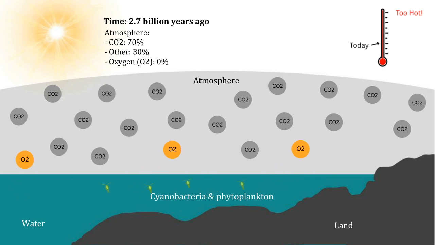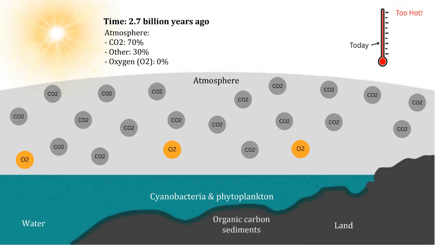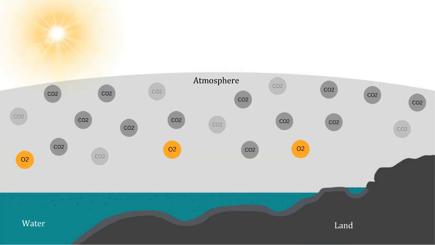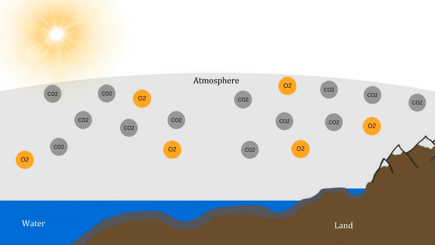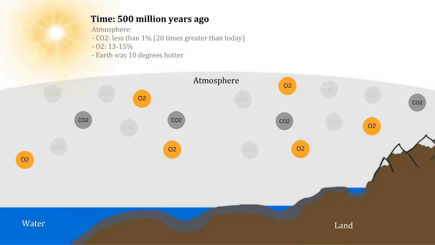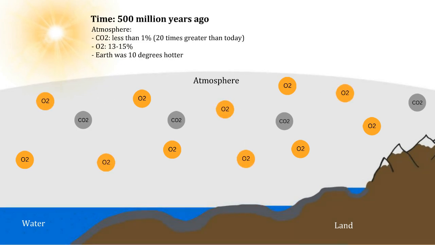Meanwhile, the carbon stored in the plankton eventually sank to the ocean floor where they died, locking away carbon in sediment layers. In this way, over a period of billions of years, photosynthesis kept lowering atmospheric CO2 and raising oxygen levels, making the planet cooler and paving the way for complex life. By about 500 million years ago, CO2 had dropped to less than 1% of the atmosphere, though its concentration was still more than 20 times higher than today, and Earth was over 10 degrees Celsius hotter.